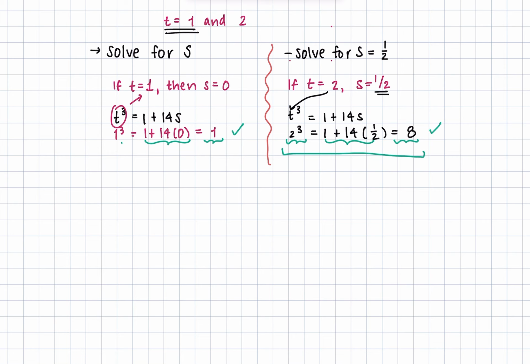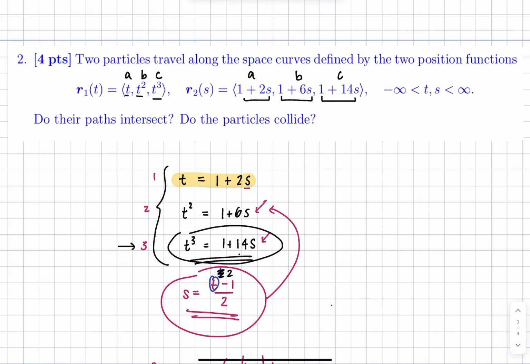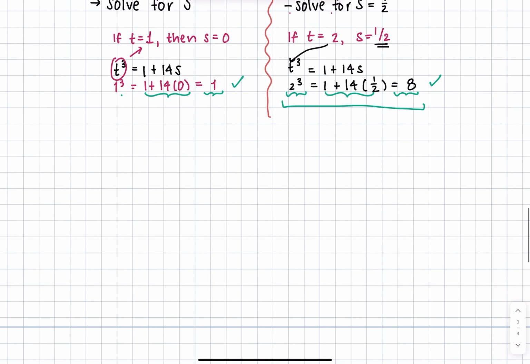So I know that the two particles do intersect at t equals 2 and s equals 1/2. So when I take my position functions, r1 of t equals t, t squared, t cubed, and I plug 1 in because 1 was a valid solution from here, r1 of 1 equals, if I plug in 1 for each value of t, 1, 1, 1.